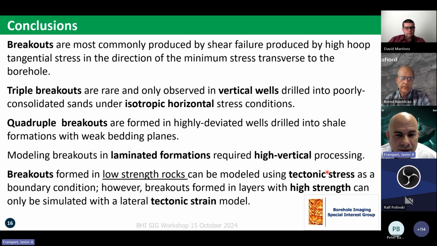And all of this insight can only be made by looking at breakouts. Without that evidence of the wellbore, it will be almost impossible to understand what type of boundary condition we need in the far field stress to understand the stress profile.